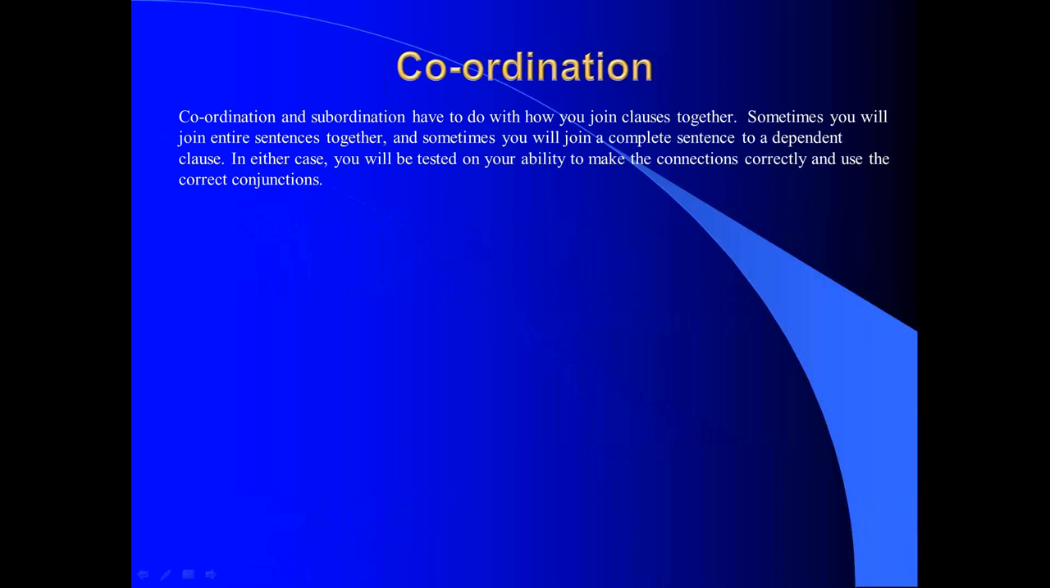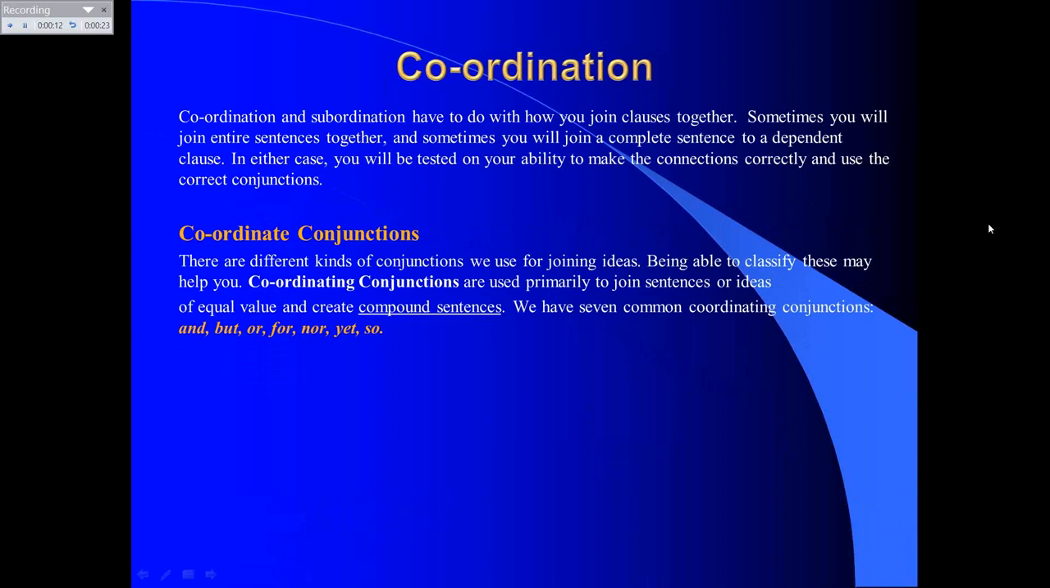Now, we've already looked at how you join clauses and sentences together to make compound sentences. So this part of the program isn't so much about the punctuation as it is about the conjunctions that you use. We have three different kinds of conjunctions that we're going to look at, but right now we're going to look just at the coordinate conjunctions.